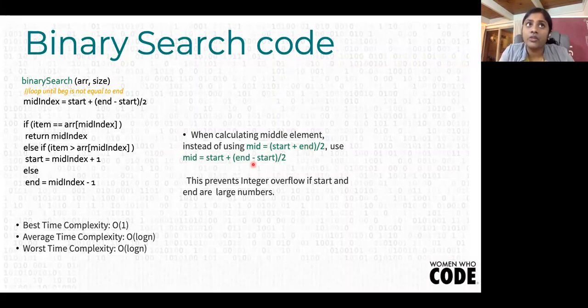Whereas here, let's say both start and end are very large integers. You're adding n minus start by 2 to start. So that will reduce the actual value, which will prevent integer overflow. That's why it's a more preferred way of calculating mid rather than using start plus n by 2. Did that answer your question?